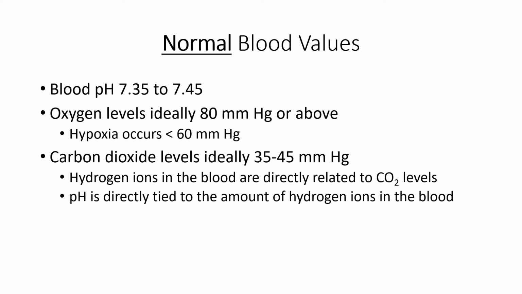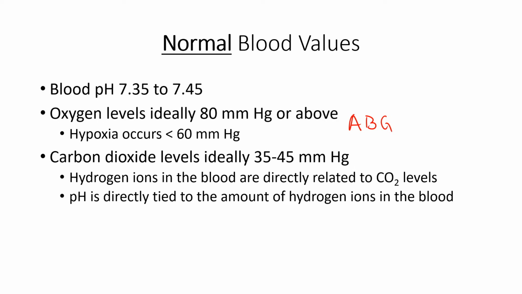In terms of oxygen levels, the ideal situation is to have 80 millimeters mercury of oxygen in the blood or higher. That's in an arterial blood gas sample. We call that an ABG for an arterial blood gas sample. Technically, hypoxia occurs below 60 millimeters mercury, and you have to hit 60 or lower in order for the chemoreceptors in the aortic arch or in the central nervous system to notify the respiratory center that there is a problem with oxygen. All right, and then carbon dioxide levels are ideally found between 35 and 45 millimeters mercury.